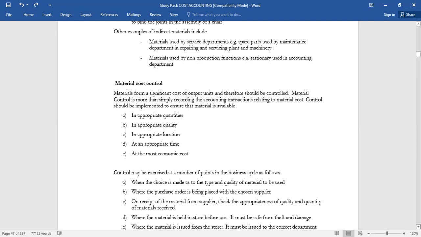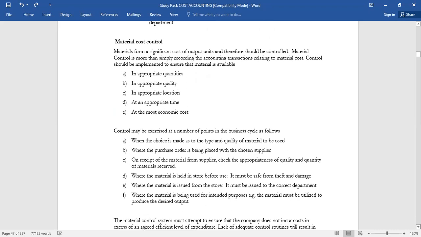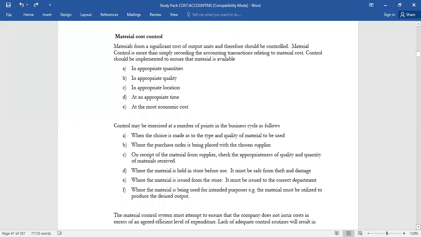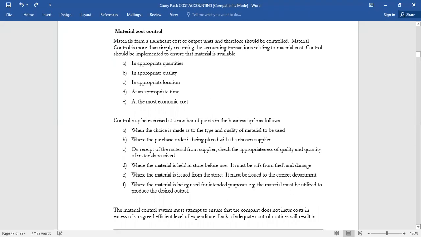So the person in charge of material control should ensure that we are getting the appropriate quantities, should be of good quality. Substandard materials will have a lot of wastages, should be in the right location, should be delivered at the appropriate time, and it should give us the most economic cost. There is a serious balance that the person in charge of materials is supposed to strike.